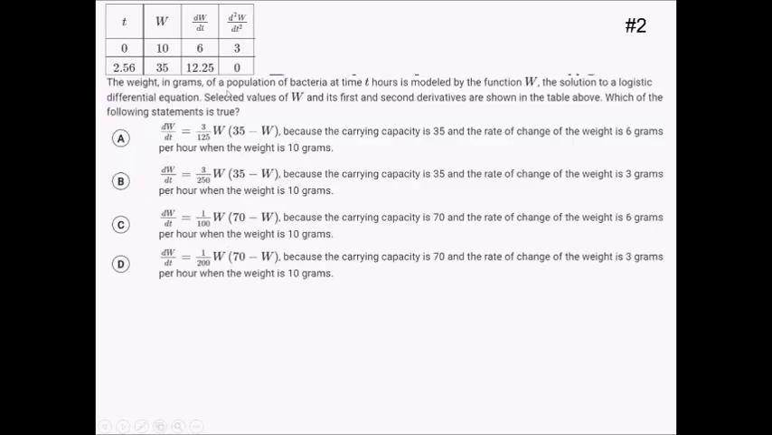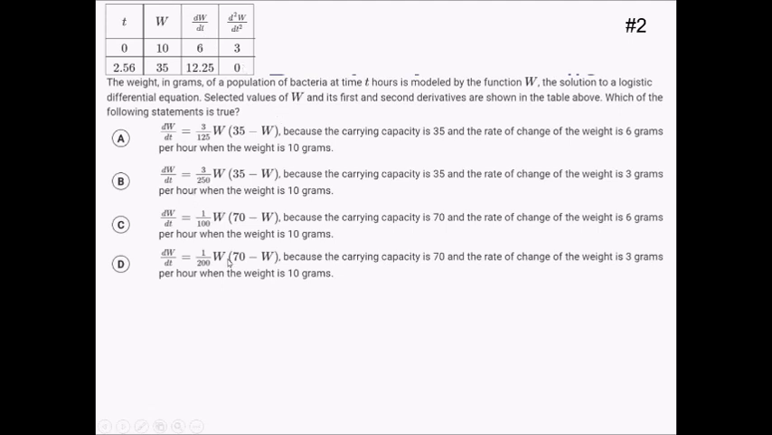For this problem, the weight in grams of a population of bacteria at time t is modeled by a function W, which is the solution to a logistic differential equation. And we've got some values of W, dW over dt, and the second derivative of W in this table here at various times. Basically, we just want to figure out the differential equation for W, dW over dt.